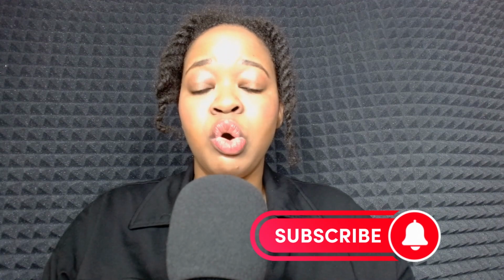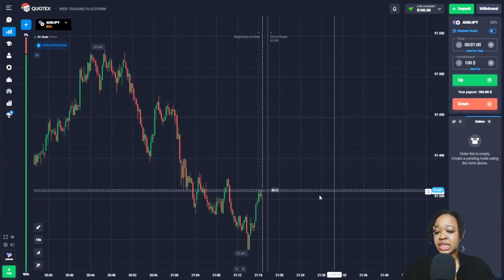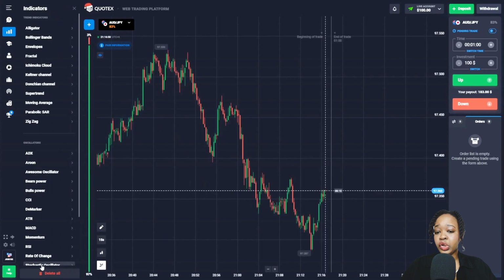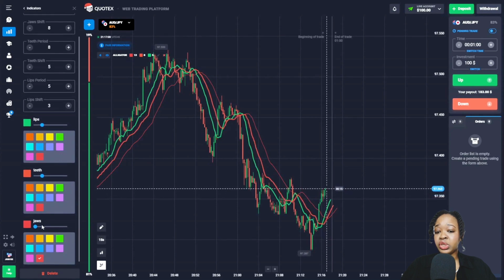So let me show you how to open the first trade using this indicator. If you'd like to activate this indicator, click this tab in the lower left corner. Then I'll choose the alligator indicator in the list. I'm going to keep the settings the same, but only increase the thickness of the tool line. So I'm going to save this indicator settings.